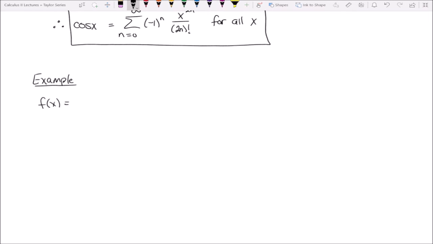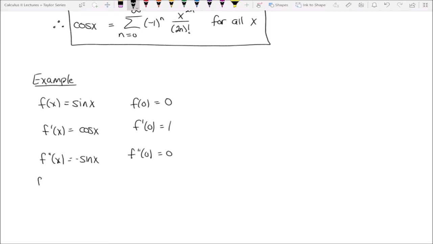Let's now examine sine of x. Well, f of 0 is 0. Take a look at f prime. We get cosine. F double prime is negative sine. F triple prime, negative cosine. And by the time we hit the fourth derivative, we're back at sine.